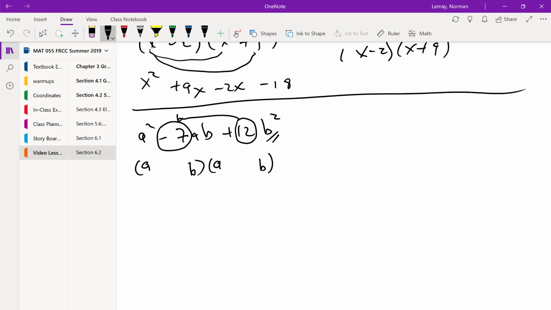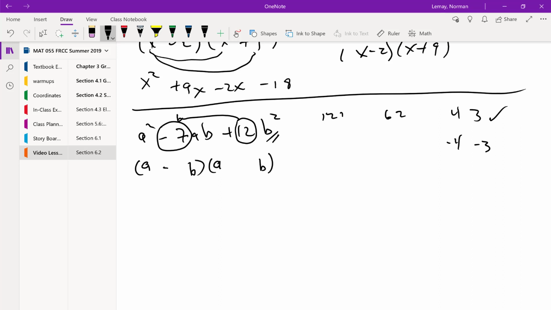So notice that the factors of 12 are 12 and 1, 6 and 2, and 4 and 3. Okay, so we can get 12 and 1, that doesn't add to -7. 6 and 2, that doesn't add to -7. 4 and 3 does not add to -7, but these add to 7. What about -4 and -3? So here we get -7.